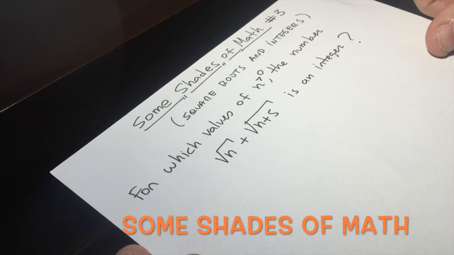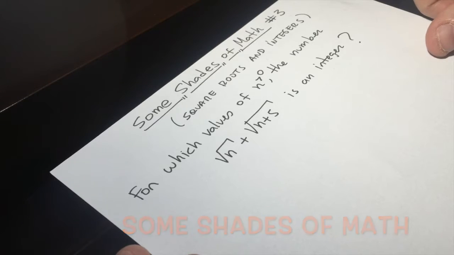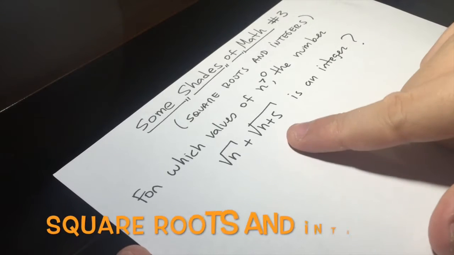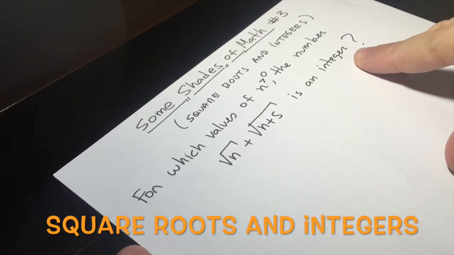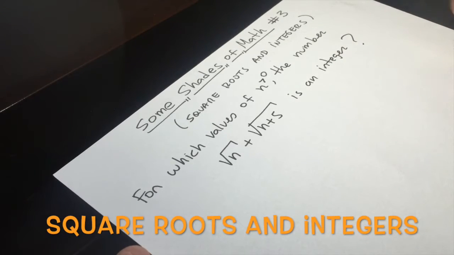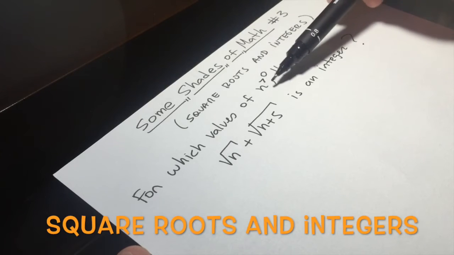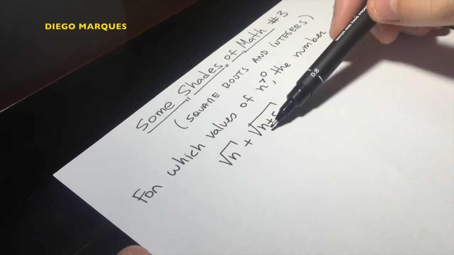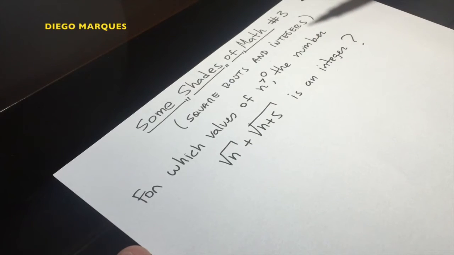And today with one more question of a Math Olympiad, and actually now about the sum of two square roots with an integer number. Okay, so the question is, for which values of positive integer n, the number square root of n plus square root of n plus 5 is an integer?